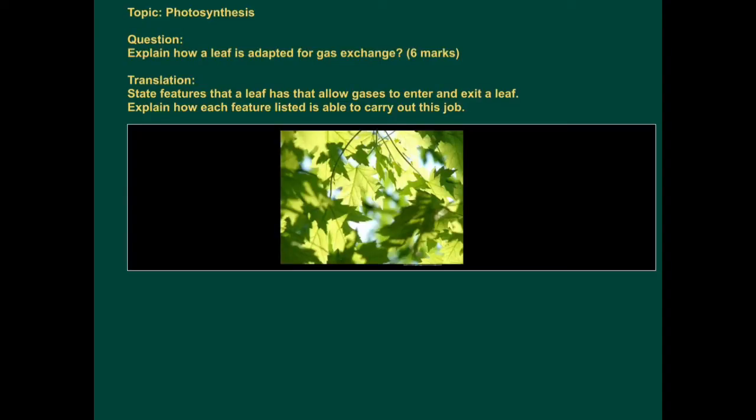So to translate this again, state features that a leaf has that allow gases to enter and exit, and explain how each feature listed is able to carry out this job.